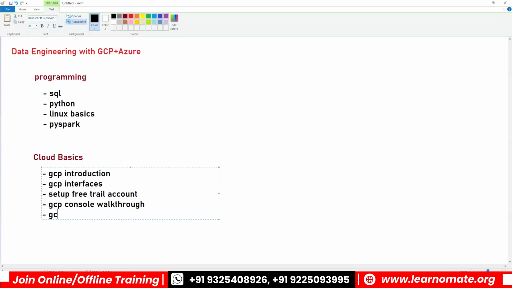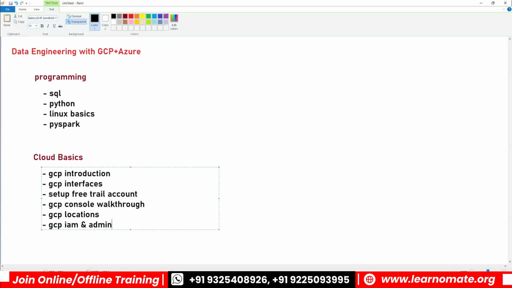and console walkthrough, and then GCP locations, and then GCP IAM and admin. Don't think that IAM and admin, locations, console walkthrough, and interfaces are only for GCP. If you go to Azure also, it will be the same thing. These concepts are mostly the same across all the cloud platforms. The nomenclature could be a little bit different, but I'm going to teach you how to learn it simply. So these are cloud basics.